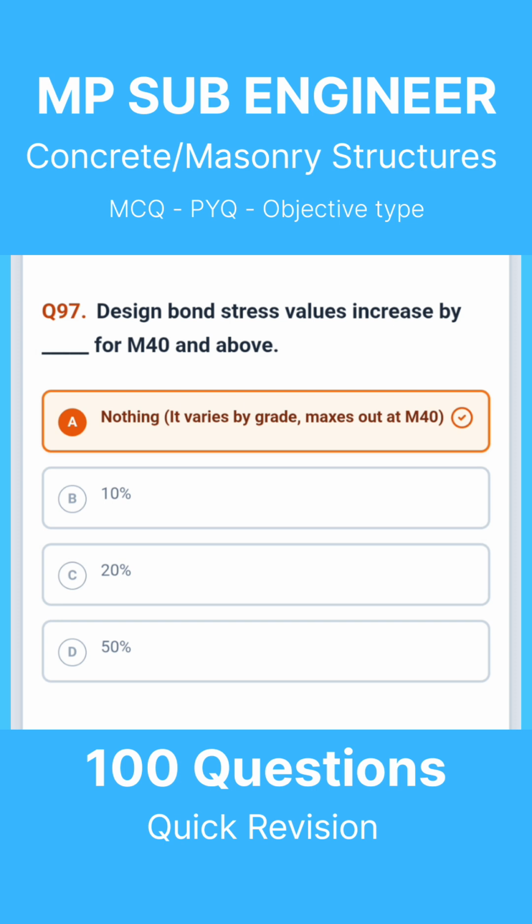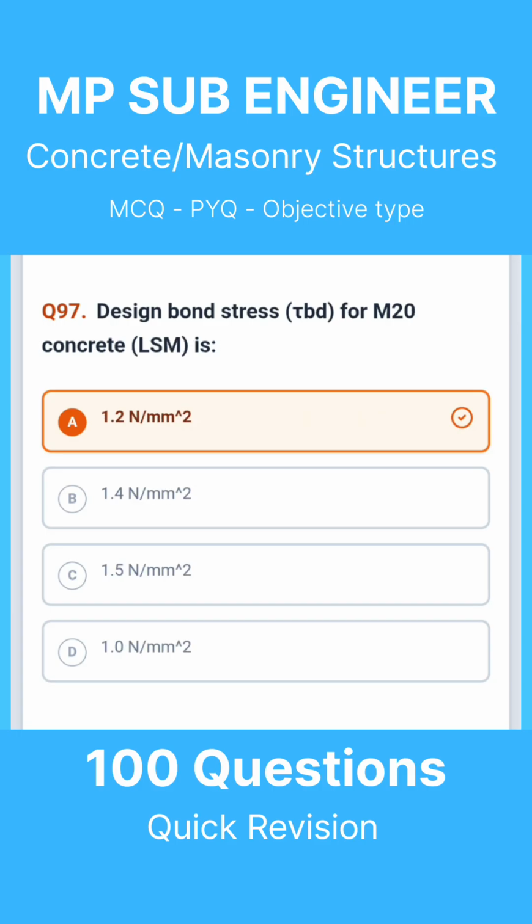Question 97. Design bond stress values increase by blank for M40 and above. The correct answer is nothing. It varies by grade, maxes out at M40. Question 97. Design bond stress tau bd for M20 concrete LSM is. The correct answer is 1.2 N/mm².